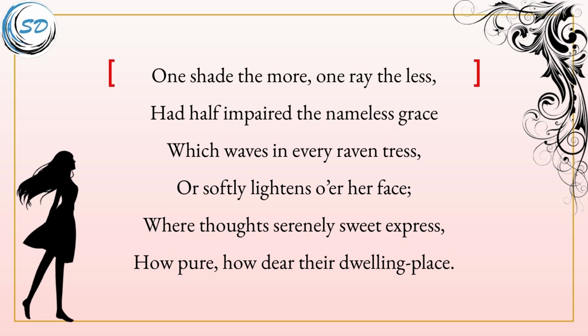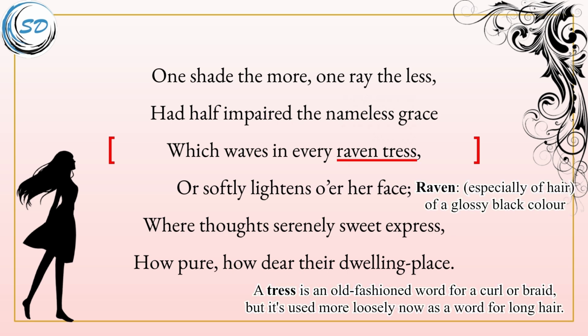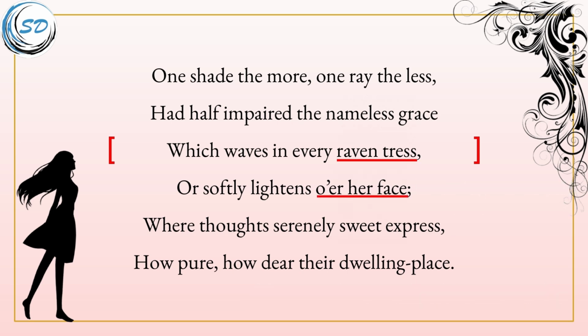The poet says that one shade the more, one ray the less would have made her appearance less captivating. He means that all the elements of beauty are bestowed upon this woman in just the right proportion. Even a slight difference would have impaired the nameless grace. The speaker finds the sight of the raven tress, that is, a dark lock of hair lying on the woman's face, strikingly beautiful. This beauty, which is hard to put into words, shows itself in every strand of the woman's hair.